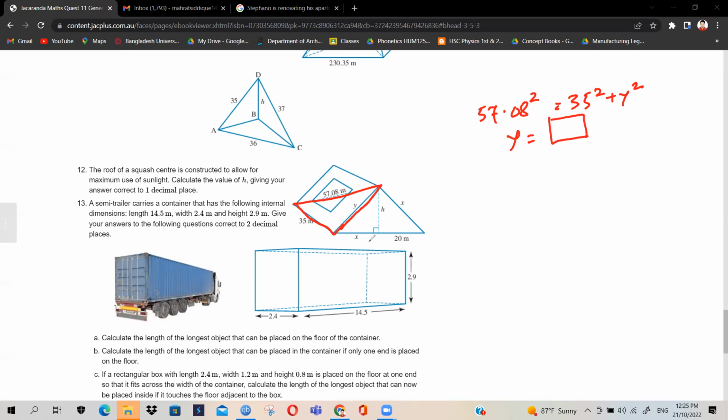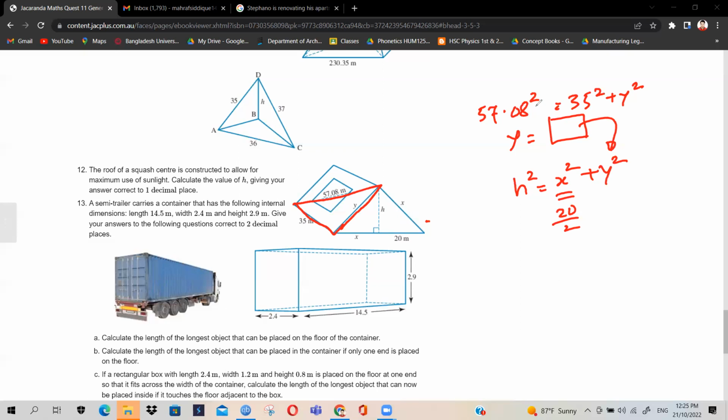Now in the next scenario, you will have to calculate the value of h. So h squared will be equal to x squared plus y squared. The y will be gotten from here and x will be 20 upon 2, which is 10. This is how we will be able to calculate.